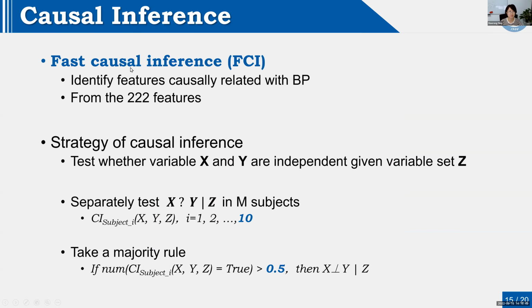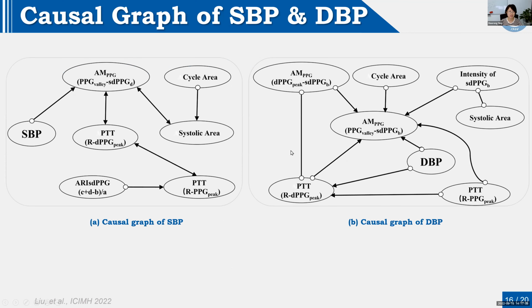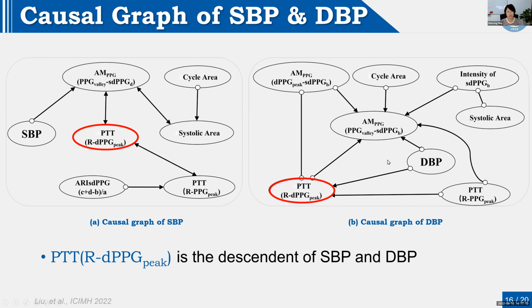So basically for the fast causal inference, we would test whether the variable X and Y, here X and Y is the PPG feature and the blood pressure, are independent given the variable set. And the variable set is all the variables except X and Y. And we got the causal graph for the systolic and the diastolic blood pressure.